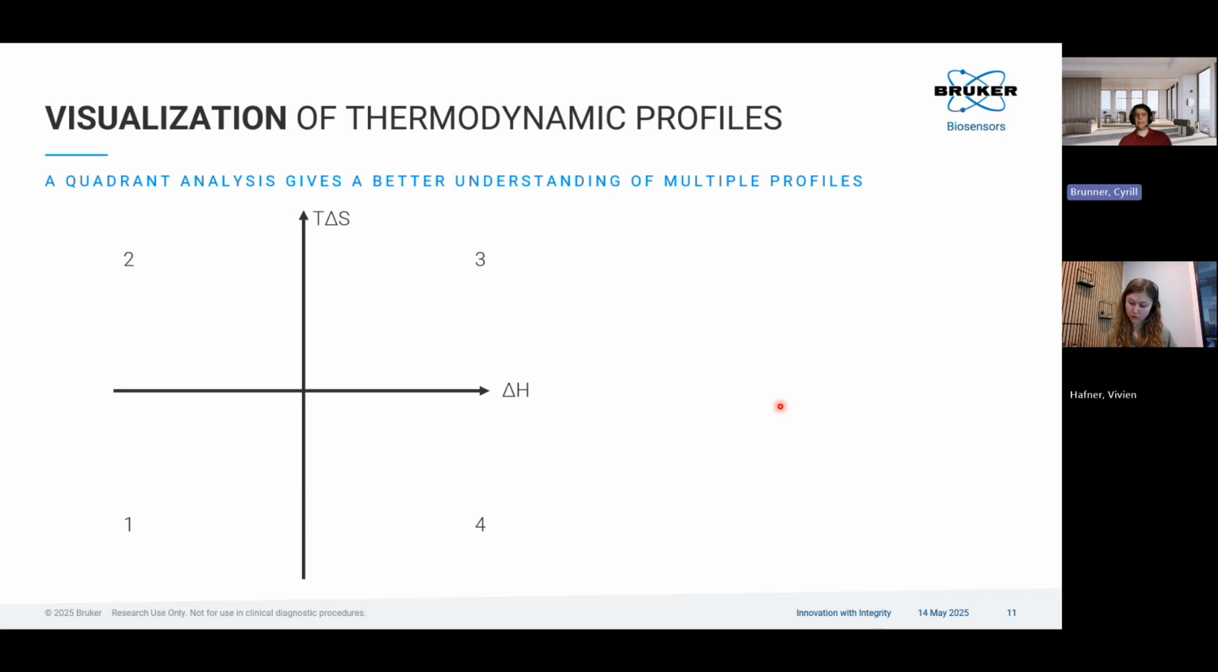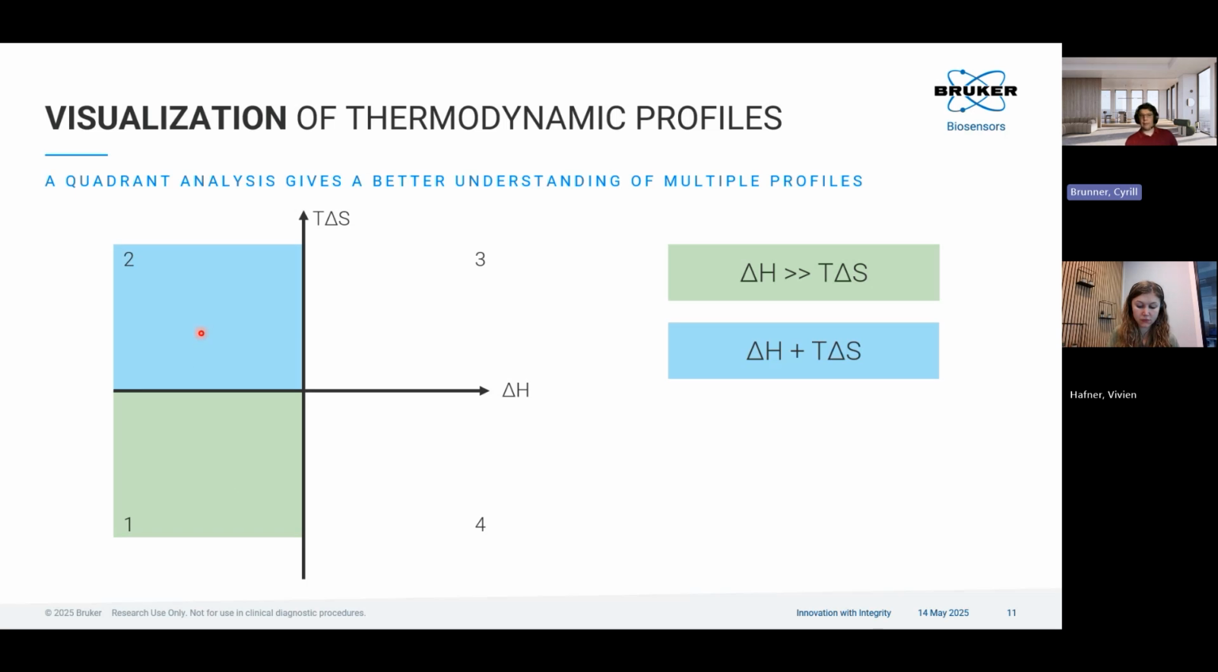And we separate now this graph in 4 different quadrants. The first quadrant, here in green, is characterized by having a high enthalpy contribution over the entropic. So basically, if a compound shows a high enthalpy contribution but almost no entropic contribution, it will be in this quadrant. Quadrant number 2, here in blue, is the one where you have both components adding to the overall delta G. Most of the compounds end up typically in that space.